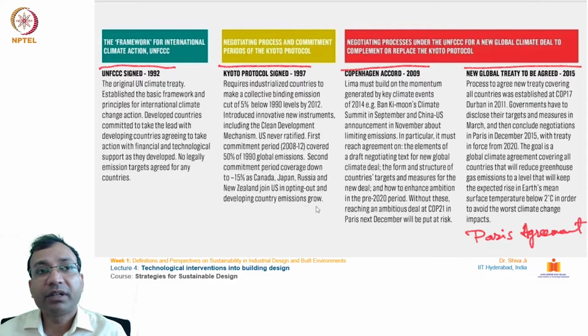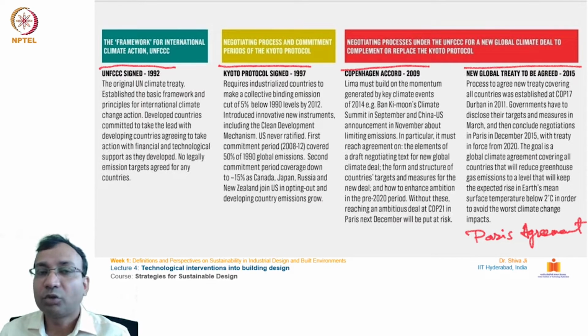The first commitment period, 2008 to 2012, covered 50% of 1990 global emissions. Second commitment period coverage went down to 15%, as Canada, Japan, Russia, and New Zealand joined the US in opting out and developing country emissions grew.